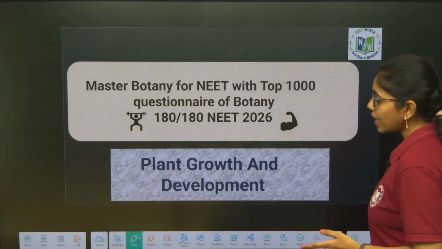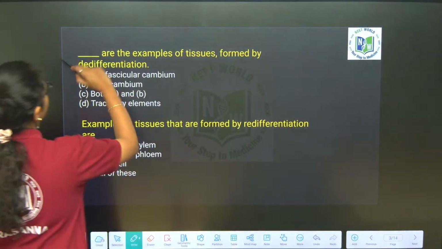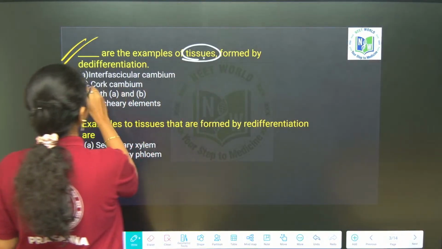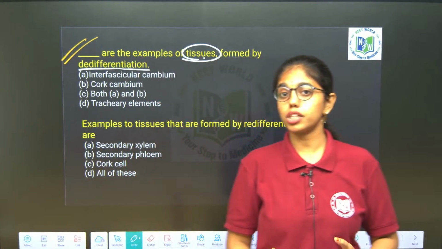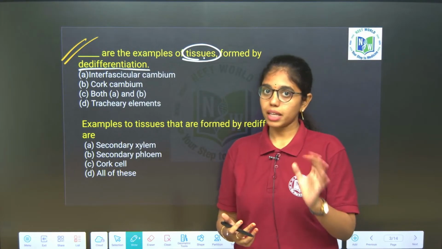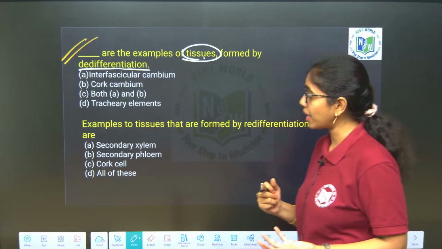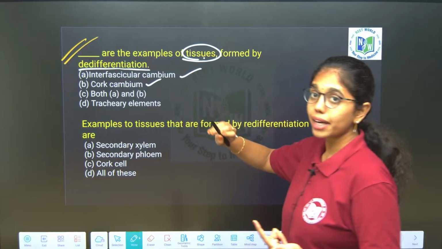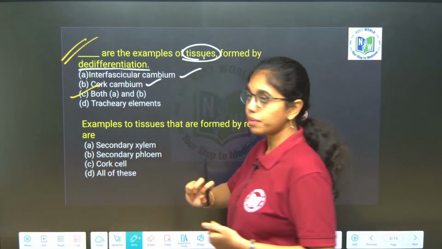So yes, let's get started with the questionnaire. First, dash are the examples of tissues formed by dedifferentiation. Dedifferentiation means those cells which have lost their capacity to be permanent, those cells which regain the capacity of meristematic activity. Amongst these options, which are those cells which have regained the meristematic activity? Interfascicular cambium, correct, and cork cambium. These 2 are the tissues which have regained the meristematic activity. So here both option A and B are correct.